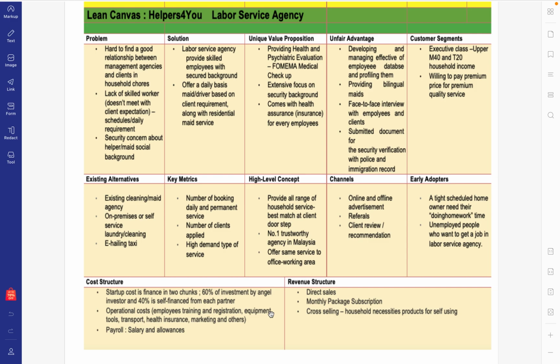Make it better based on the knowledge that I learned from you, Prof.